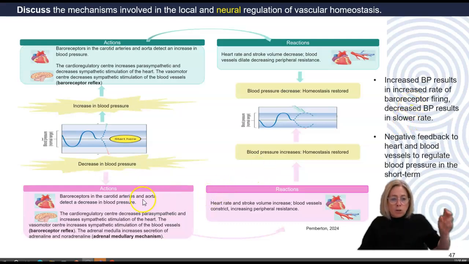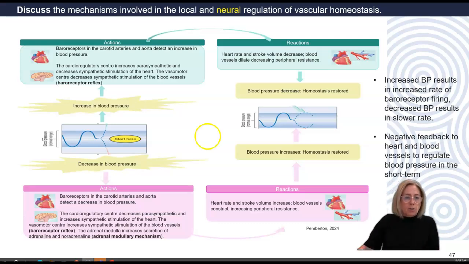And remember, we're going to talk about decreased blood pressure now, where there's decreased stretching of these baroreceptors. That's going to result in decreased firing, or a slower rate of firing, of action potentials. But regardless, that information gets integrated in the cardiovascular control centers in the brain to stimulate that baroreceptor reflex response. Okay, so here we've got the opposite, a decrease in blood pressure.